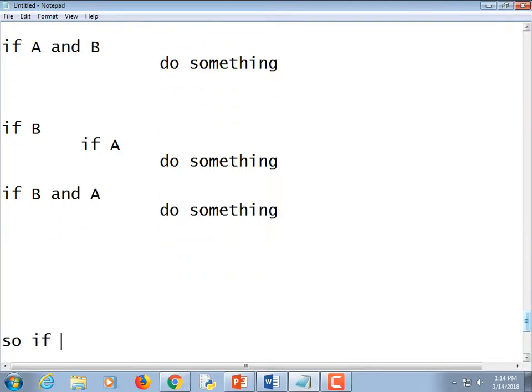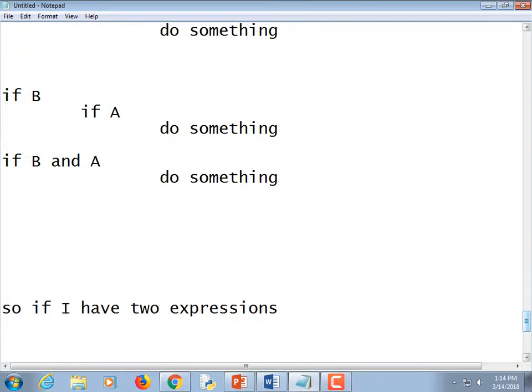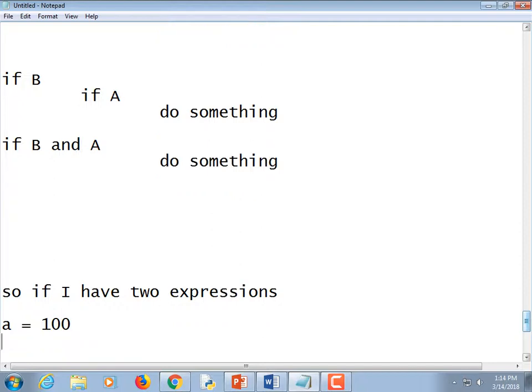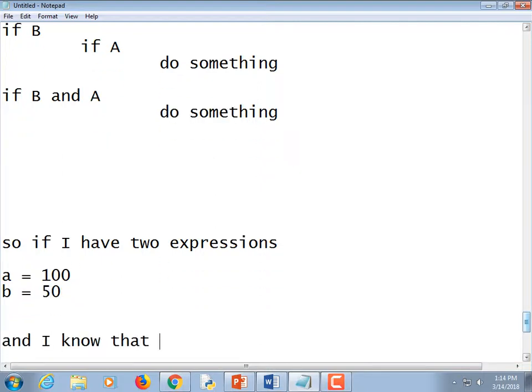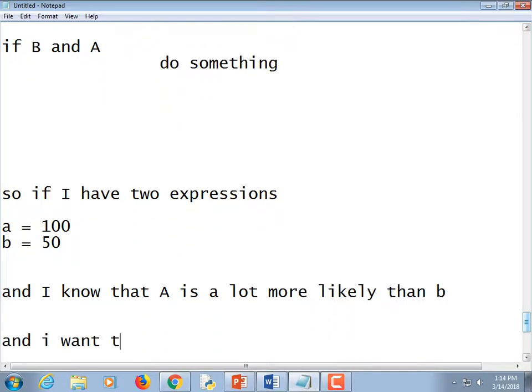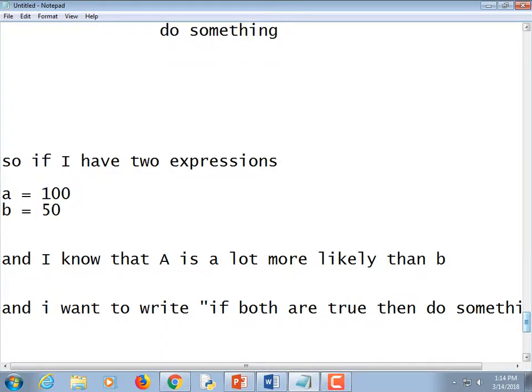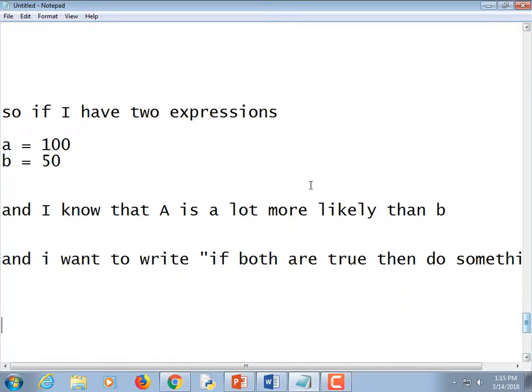So if I have two expressions, A is equal to 100 and B is equal to 50, and I know that A is a lot more likely than B, and I want to write if both are true, then do something. In what order would I put it?